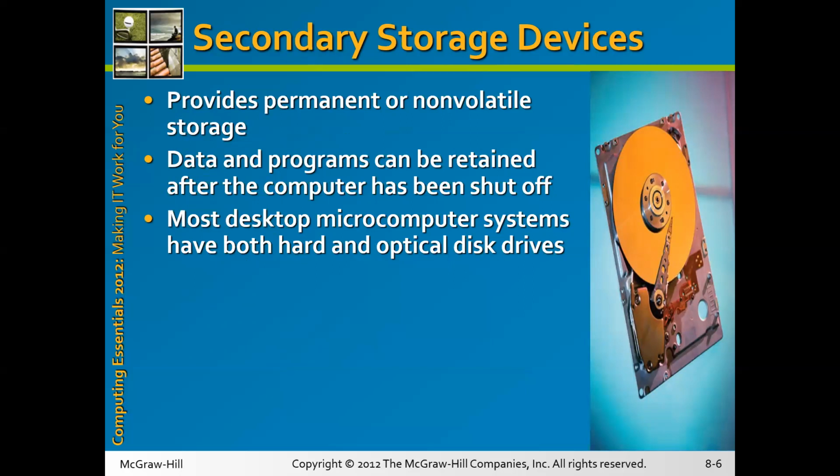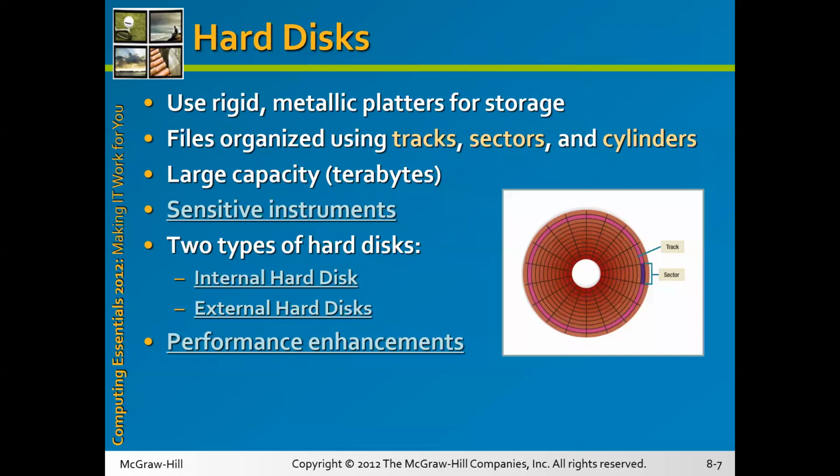Most desktop microcomputer systems have both hard and optical disk drives. Now, optical disks are able to store large capacity. Hard disks hold even more than optical disks, and moreover, have fast retrieval times. Hard disks are composed of metallic rather than plastic disks. Plastic disks are what you would see in an optical disk. Now, hard disks basically have fast information storage and retrieval.